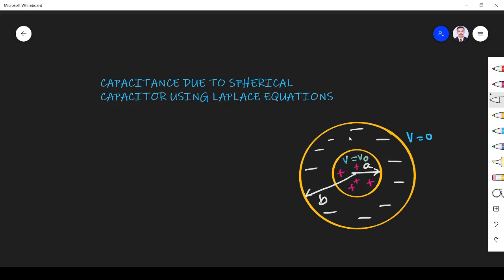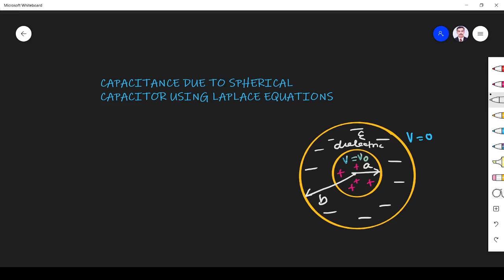So let us consider two spherical conducting shells, 1 and 2, separated by dielectric. The intermediate gap is dielectric, with permittivity epsilon. So let A be the radius of the inner shell and B the radius of the outer shell.